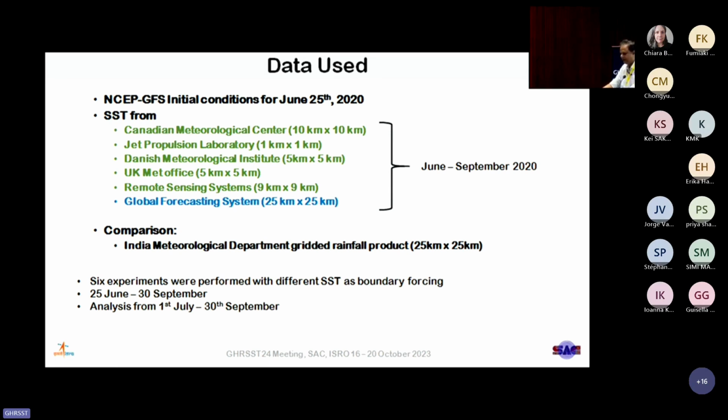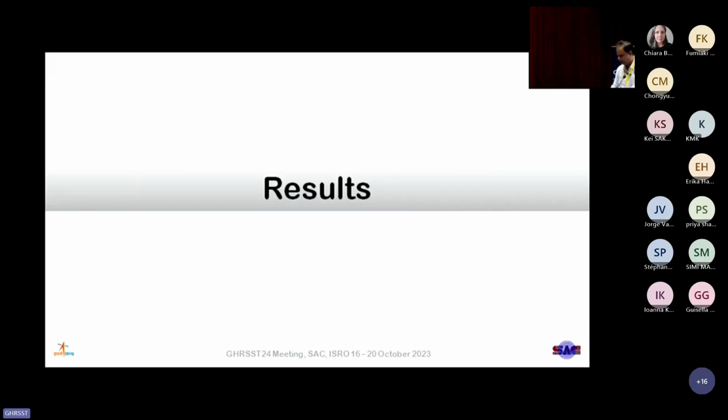So these experiments have been carried out for the period June to September 2020, and the simulated rainfall has been compared with the India Met Department gridded rainfall product that is available at 25 kilometer by 25 kilometer resolution. So as I mentioned, the six experiments were performed, and the analysis that we are showing in this presentation is from 1st July to 30th September.